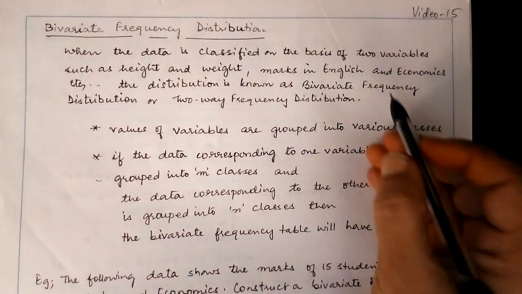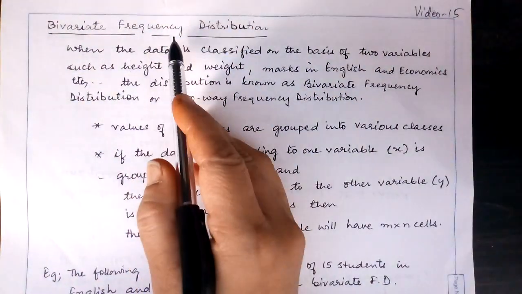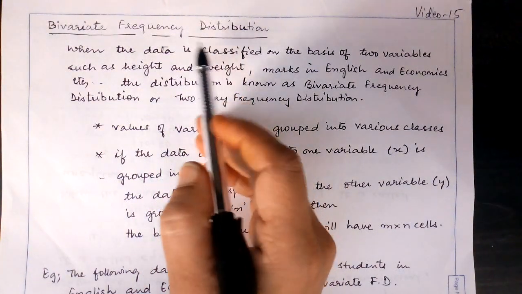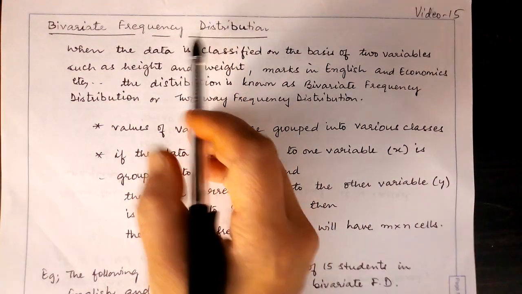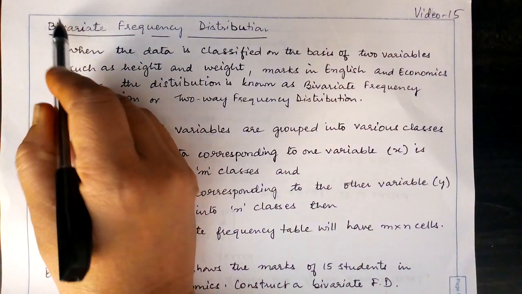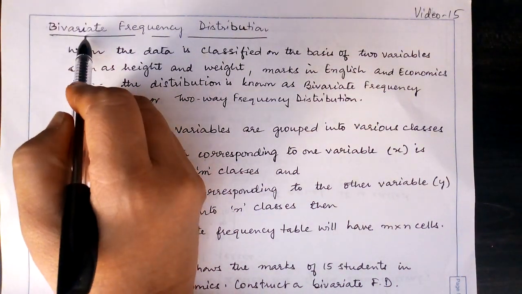In our video number 15, we are going to discuss the bivariate frequency distribution. That means a frequency distribution in which we have two variables.